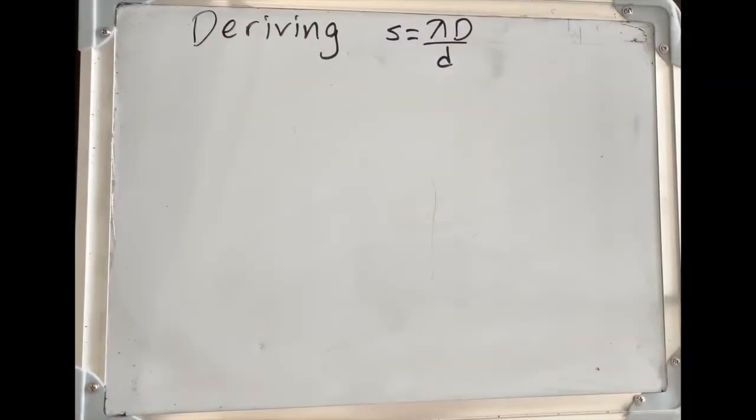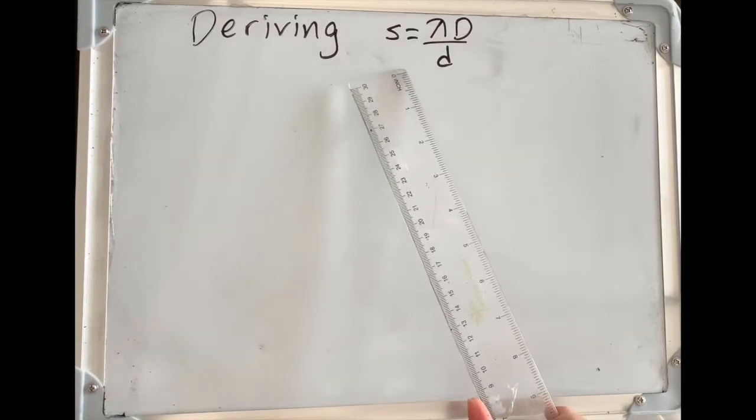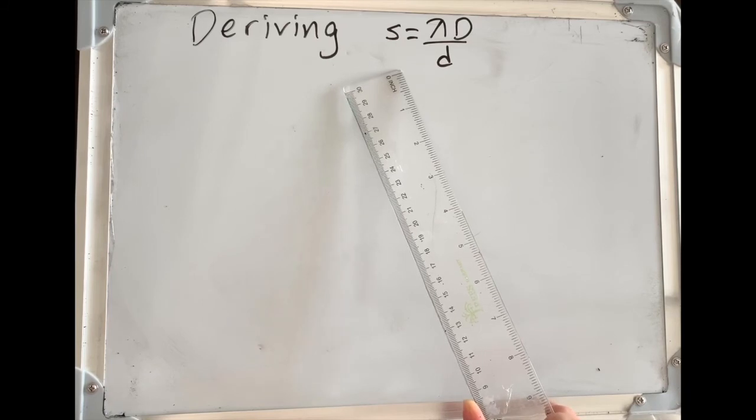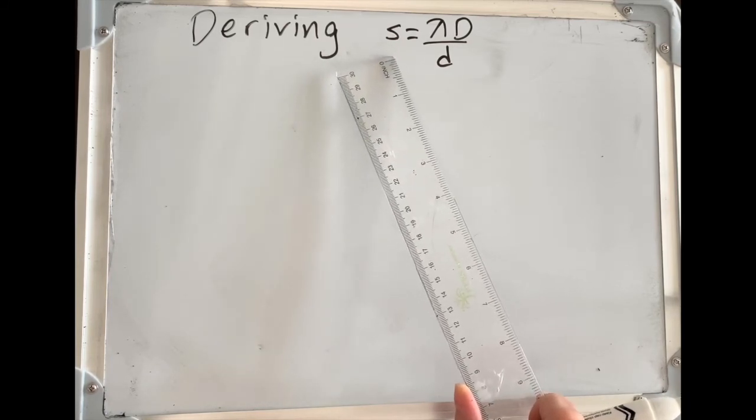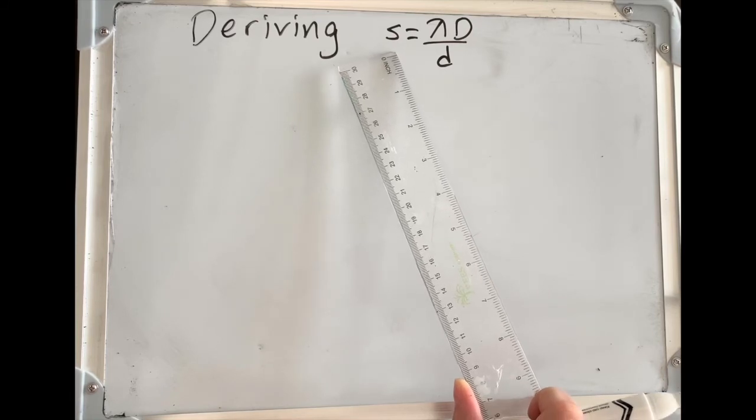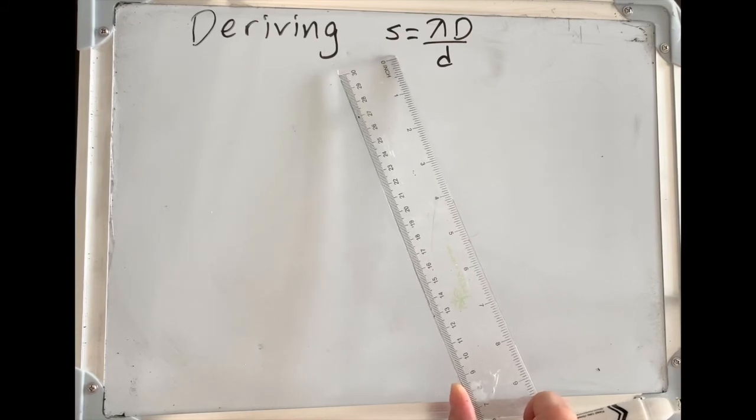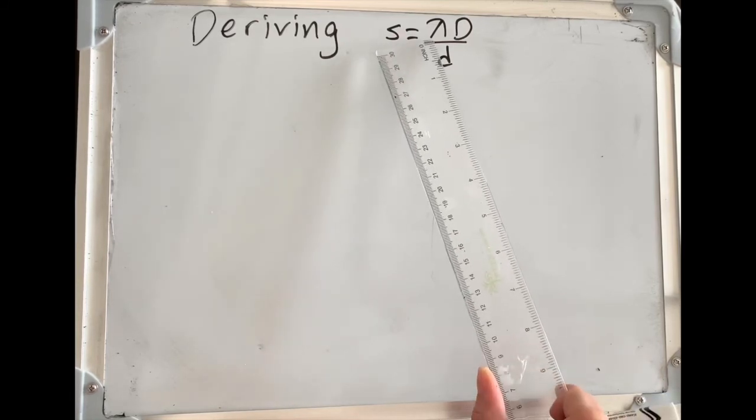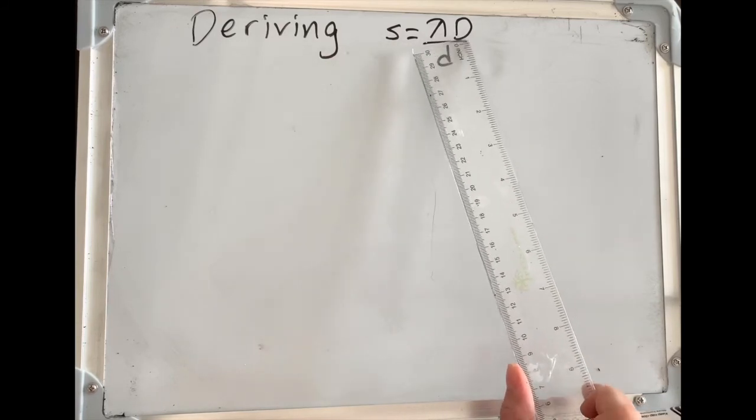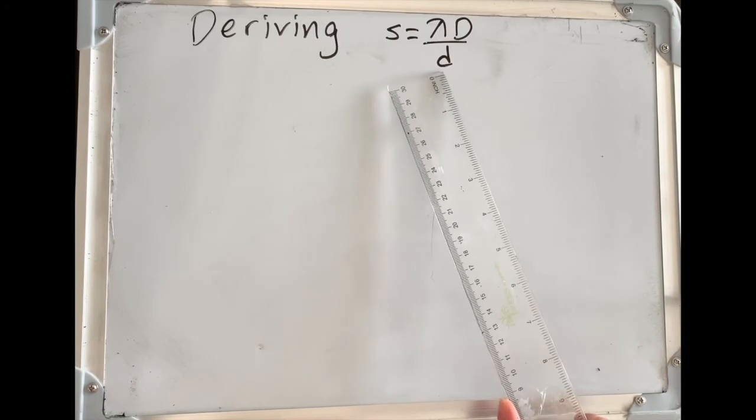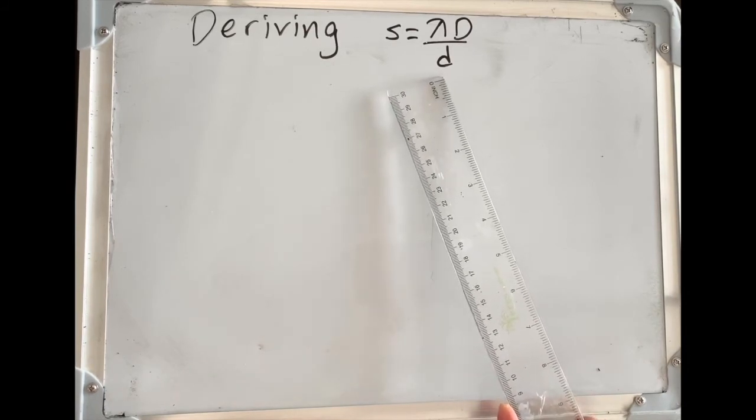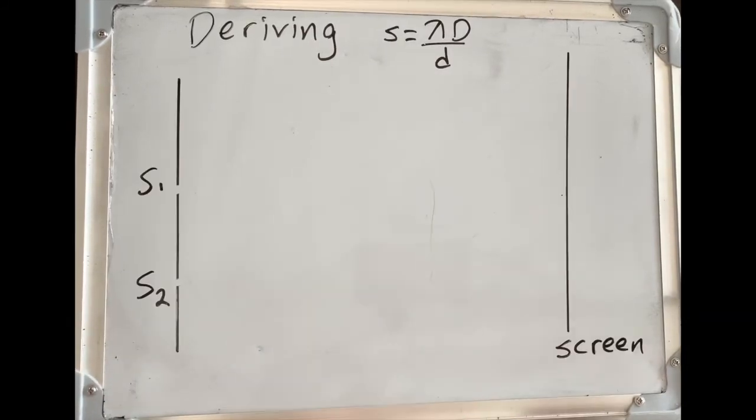Deriving the two-source interference formula. Now, this formula is given in the data booklet, where S represents the distance between two consecutive fringes, like the distance from one bright to the next bright. Lambda is the wavelength. Capital D is the distance between the sources and the screen. And the small d is the separation of the two sources.